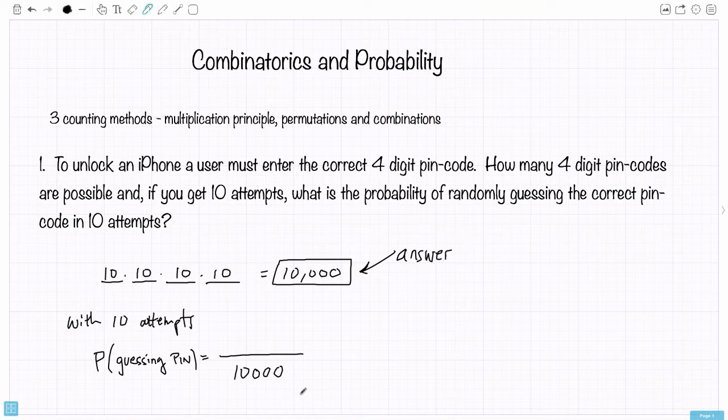Each one of those you have a 1 in 10,000 chance of it being correct, and so it could be either the first or the second or the third or the fourth or up to the 10th. So there's really 10 different possibilities you're trying out of 10,000. So you have 10 ways of getting it right out of 10,000, and so you could reduce this to 1 in 1,000. So I have a 1 in 1,000 probability. If you just picked up that phone and tried before it locked you out and erased the phone, you have a probability of 1 over 1,000 of getting it right. Okay, let's go to the next question.